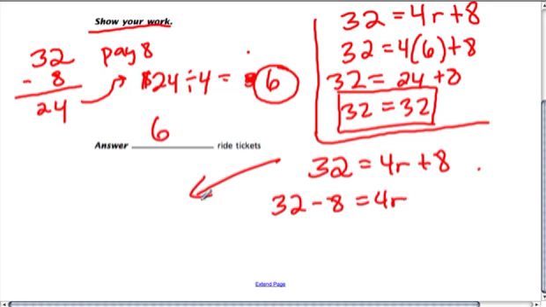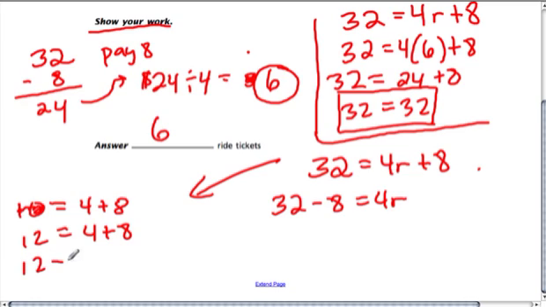What I did right there is the idea that if you had, here's a different problem, 12 equals 4 plus 8. I'll write it right here. Well, then it's true that 12 minus 8 is 4. We're using the inverse operation. Same thing here. Instead of 4, we have 4r, and we're adding 8 and getting 32. So we just subtract 8 to go back to 4r.